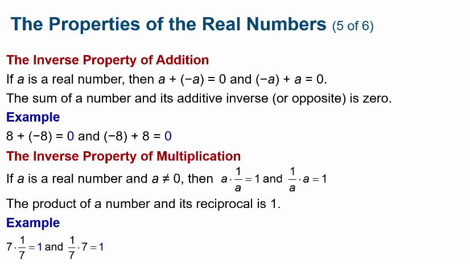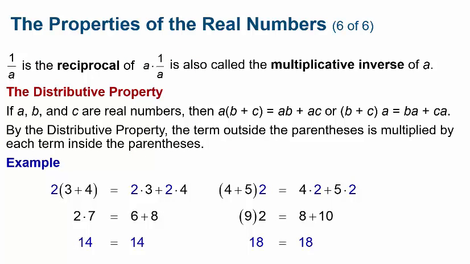Next we have the inverse property of multiplication. If a is a real number and it's not equal to 0, then a times 1 over a, so a times its inverse, or its reciprocal, is always equal to 1, or 1 over a times a is also equal to 1. So the product of a number and its reciprocal is always 1. So for example, 7 times 1/7 is 1, and it's the same thing as 1/7 times 7. That's also equal to 1. All right, so just remember here, 1 over a is the reciprocal of a, and a times 1 over a is also called the multiplicative inverse of a.